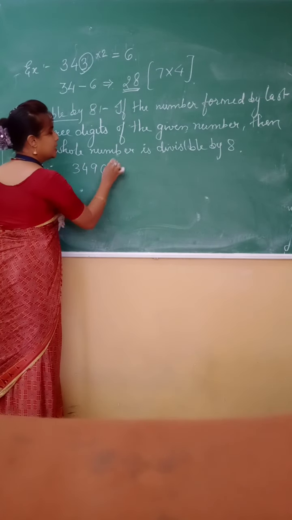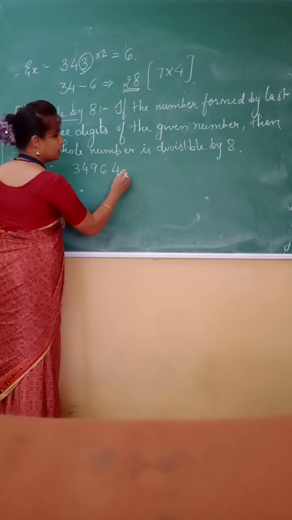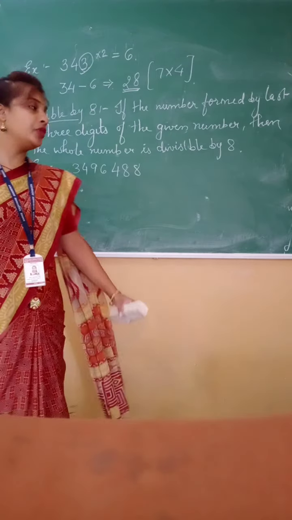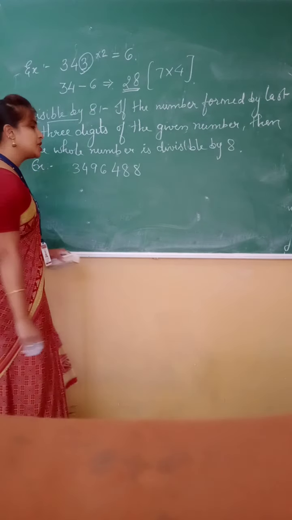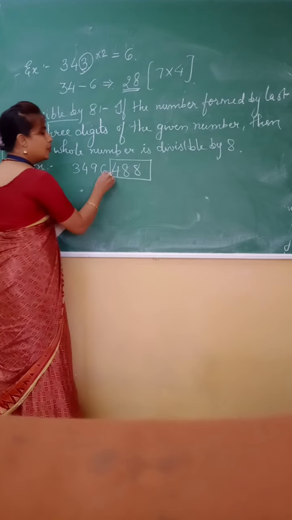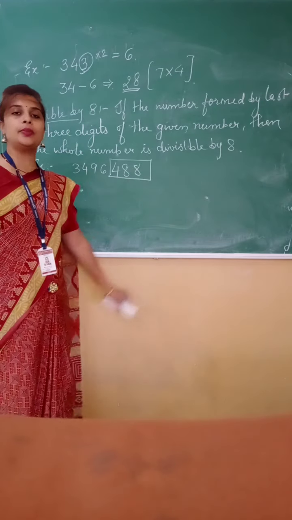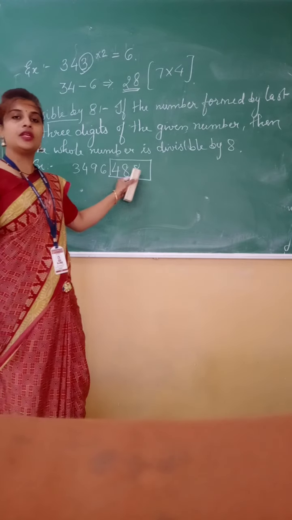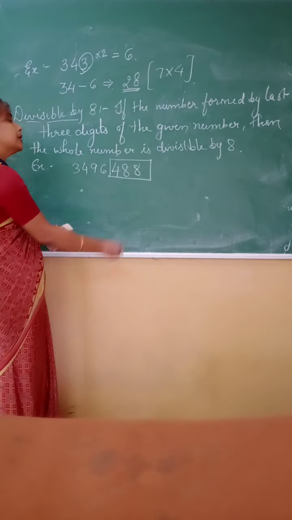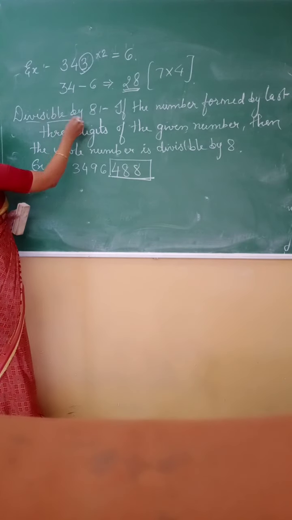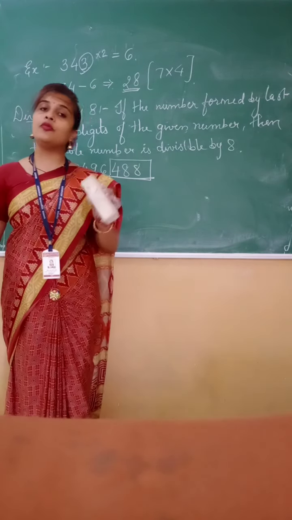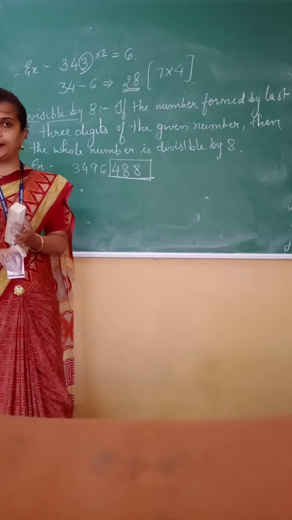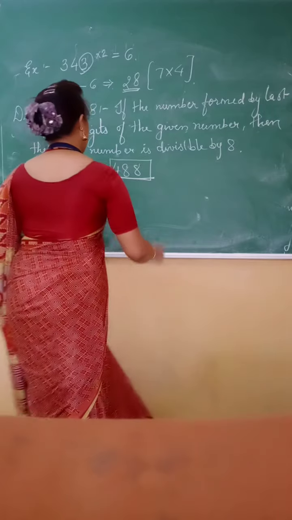3, 4, 9, 6, 4, 8, 8. Suppose this is the number 3, 4, 9, 6, 4, 8, 8. Now check whether this last three digits 488 is divisible by 8. Check for the divisibility of 8. If it is divisible by 8, then only we can say that the whole number, the given number will be divisible by 8. Otherwise, it won't be divisible by 8. Got it? Then the next one.